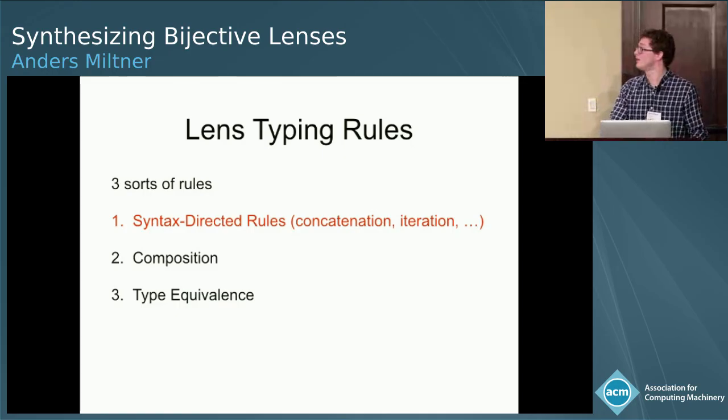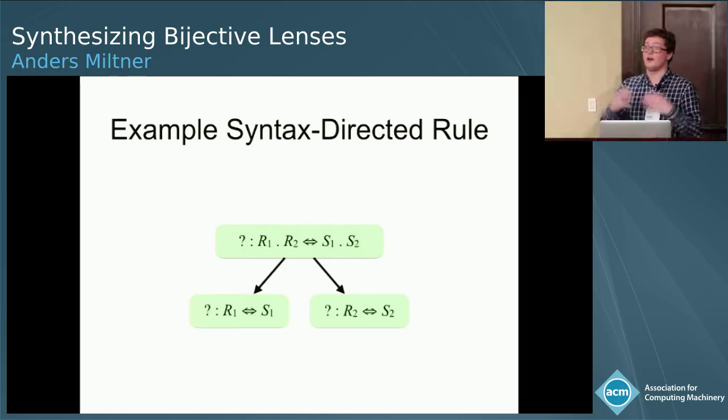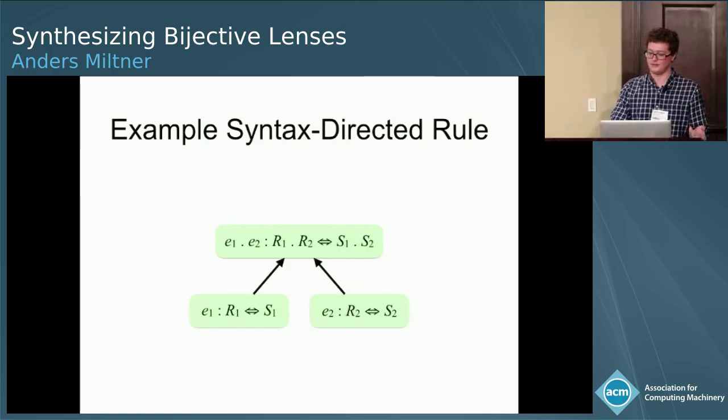Let's go into the syntax-directed rules, specifically in the context of synthesis. So recall that we're trying to synthesize lenses from the format descriptions, from the regular expressions. Let's say we have these two regular expressions, R1.R2 and S1.S2. We can apply inversion on this and say, okay, we can break it into the subcomponents. I think it's going to be a concat lens. I know that I need to find a lens between R1 and S1 and between R2 and S2. Then, after we have solved those subproblems, we can combine their solutions and get the final concat lens.